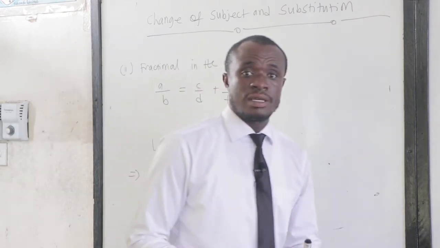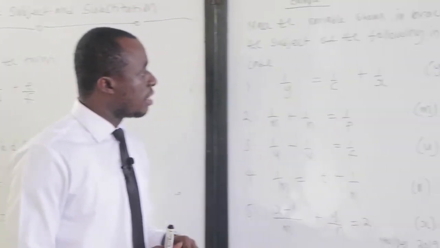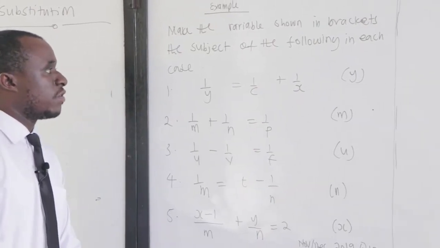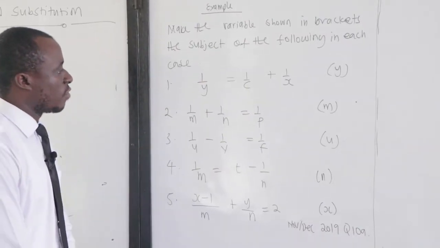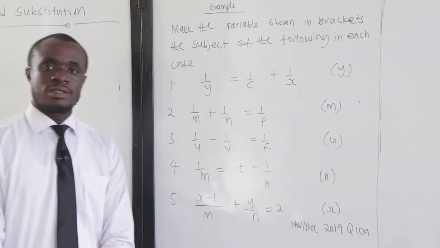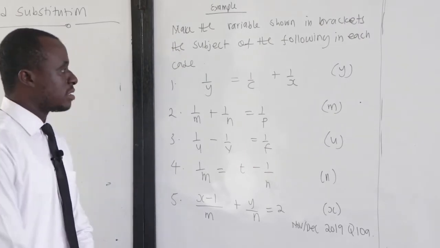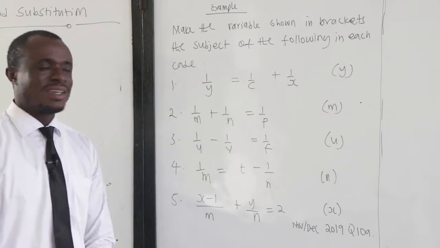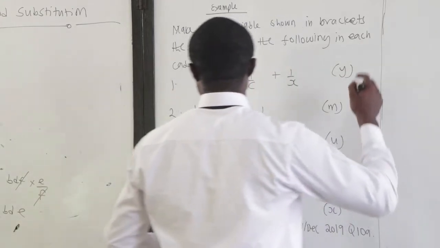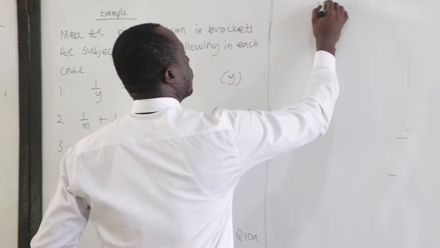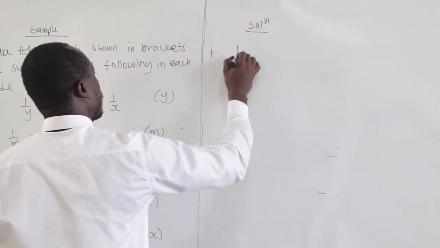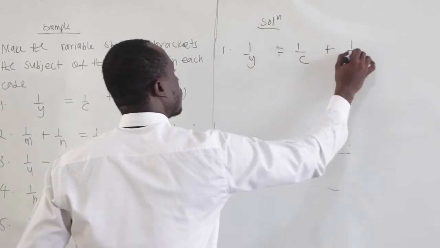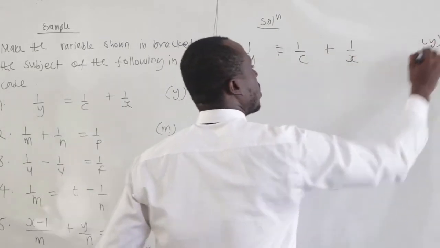Now, let's see this example. In this case, it says that make the variable shown in bracket the subject of the following in each case. The first one, we have 1 over y equal to 1 over c plus 1 over x. What is the LCM? The LCM is y, c, x. So, in this case, we have 1 over y equal to 1 over c plus 1 over x. We want to make y the subject.